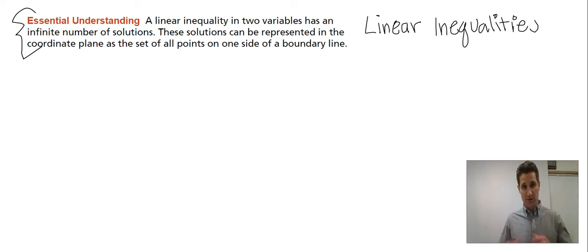So if we read, it says a linear inequality in two variables has an infinite number of solutions. These solutions can be represented in the coordinate plane as a set of all points on one side of a boundary line. So we're going to take a look at what that means. Basically, we're going to be drawing a line like we did with the linear equation, but then we're going to shade up, or shade down, left or right, depending, and it's going to include all of those values up to that boundary line that we graph. Let's go ahead and take a look at some examples.